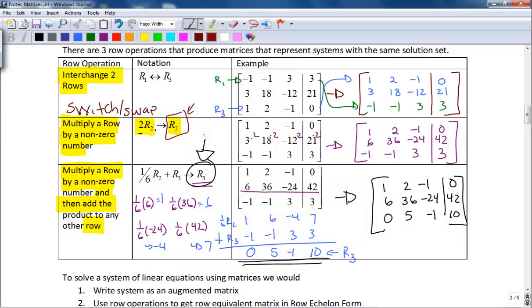The next video we're going to talk about, well, how do we put this all together to actually use a matrix to solve a linear system of equations.